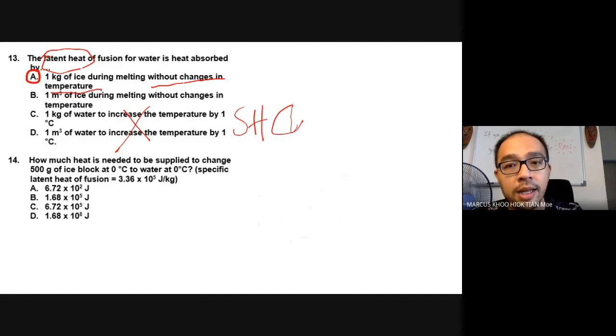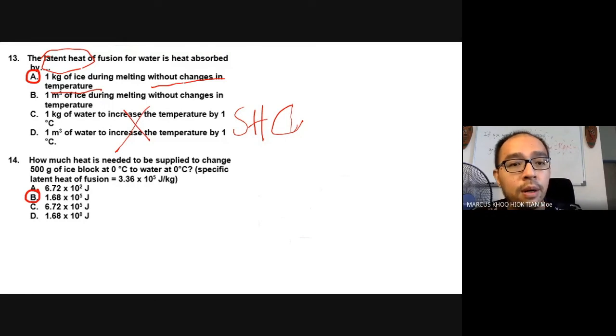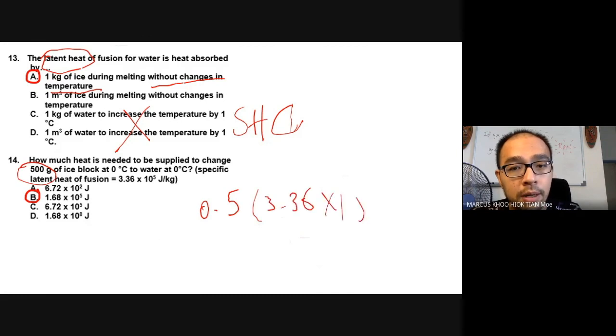All right, Ari, number 14. This is the calculation question. What's your answer? B, okay, 1.68 times 10 to the power of 5 joules. How much heat is needed to change 500 grams? Make sure you change this to 0.5 kilograms, times 3.36 times 10 to the power of 5.